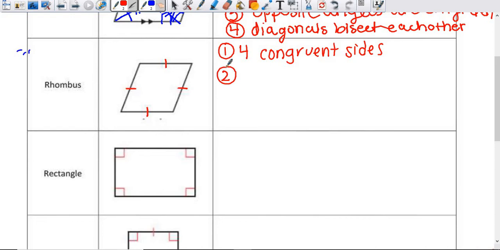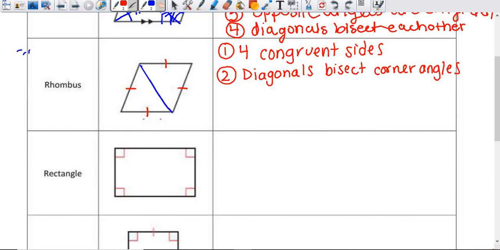Property number 2 is that diagonals bisect the corner angles. Okay, so if I go ahead and draw these diagonals in, then I know that these angles will be congruent. And then if the opposite ones are congruent, they got bisected the same way over here. Okay, so these little sections, these angles got bisected. So I have all those congruencies.